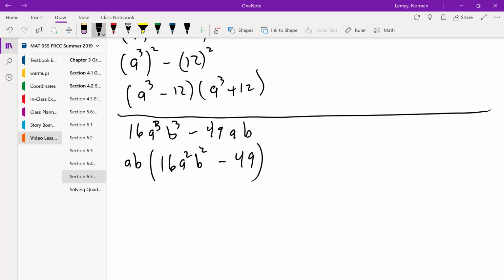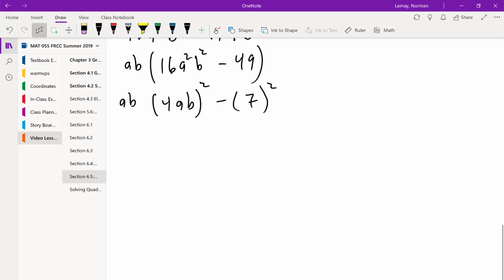Right? And I'm thinking that right now you guys are saying, oh, 16a squared b squared, well, that's just 4ab squared, and 49 is 7 squared. And you're absolutely correct. So AB times 4AB minus 7 and 4AB plus 7.